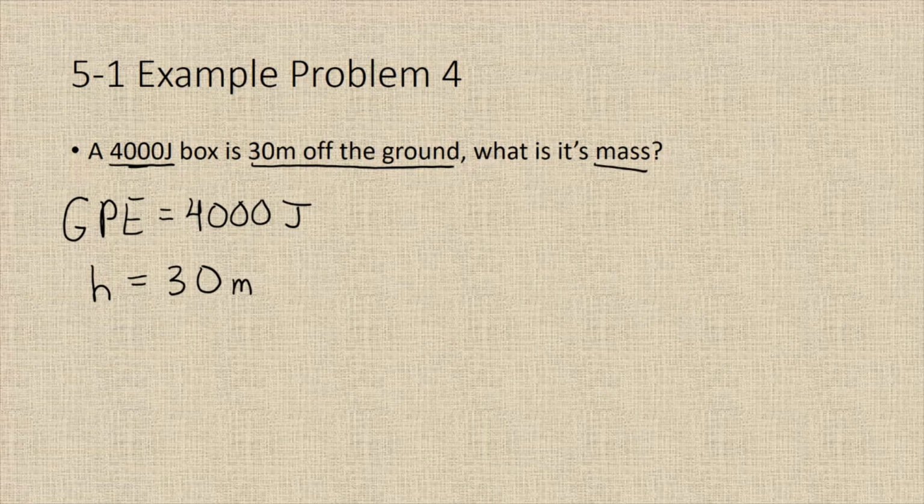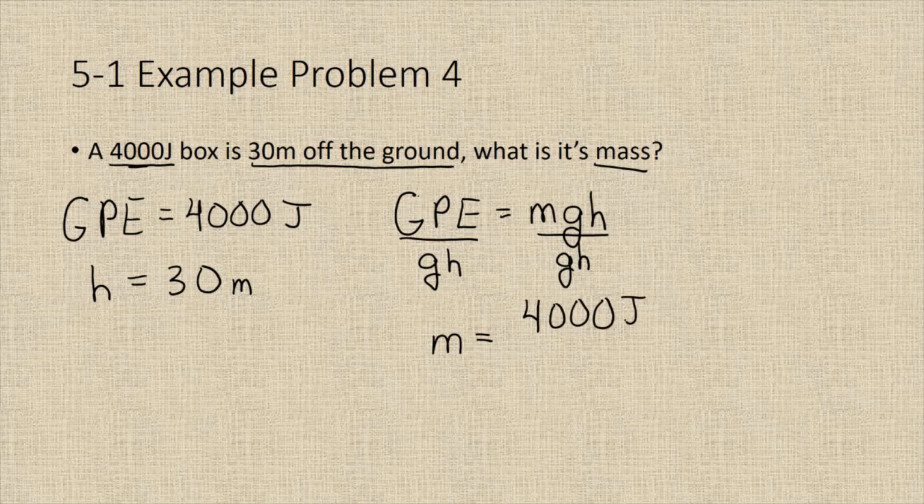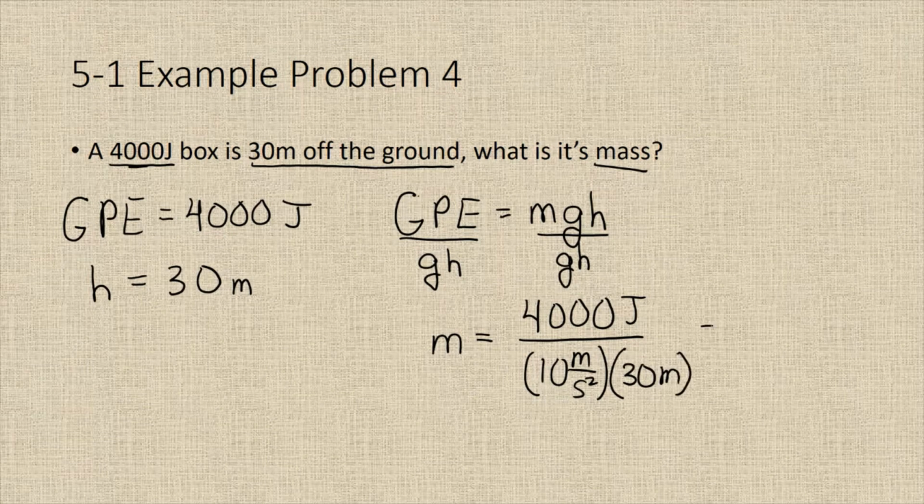And so to get the mass, gravitational potential energy equals mgh. Divide both sides by gravity and height. So the mass is going to be equal to 4,000 joules divided by gravity. We're just going to use 10 to make the math a little bit easier here, by 30 meters.